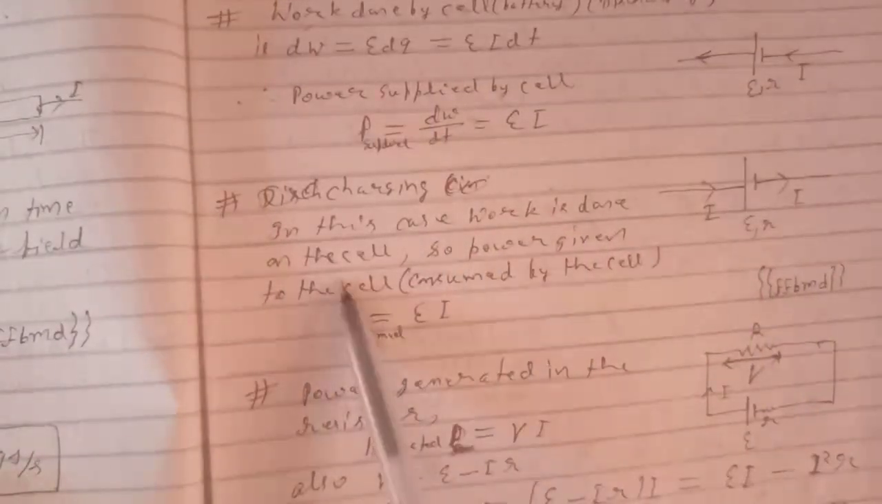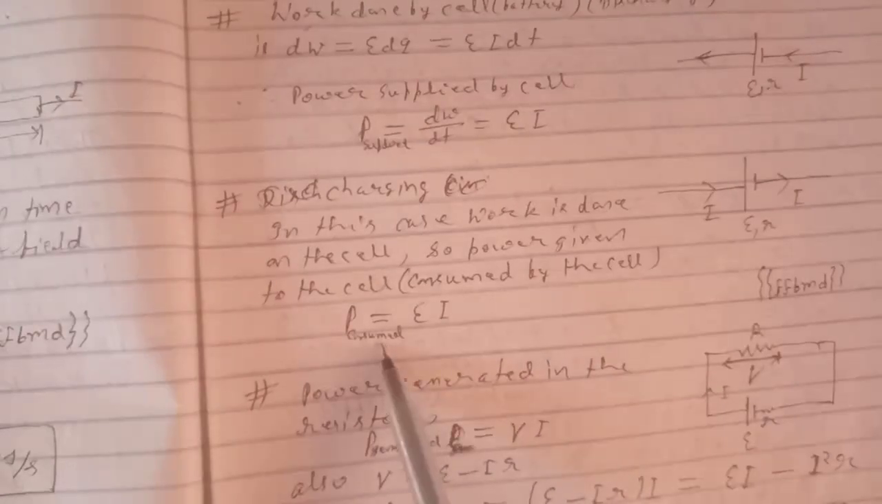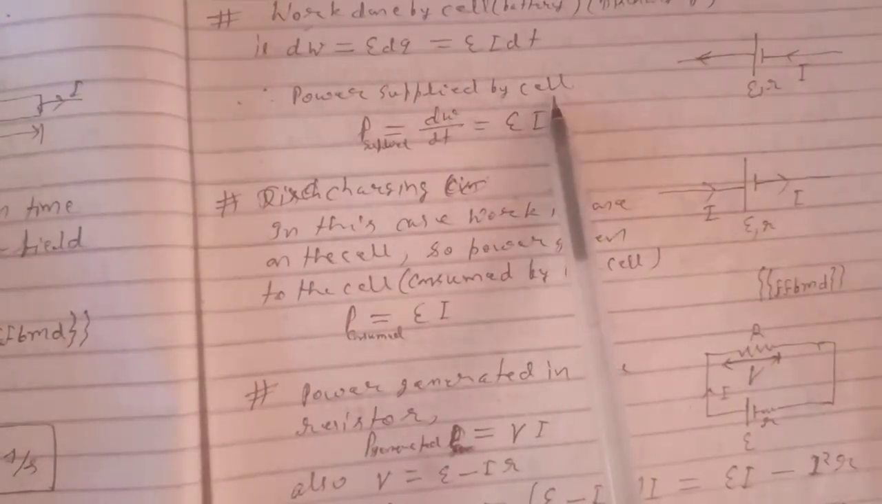In case of charging, work is done on the cell, so power consumed by the cell is P consumed equal to EI. In both cases we see that the expression for power is EI, only it differs in that in case of discharging power is supplied by the battery, and in case of charging power is supplied to the battery.